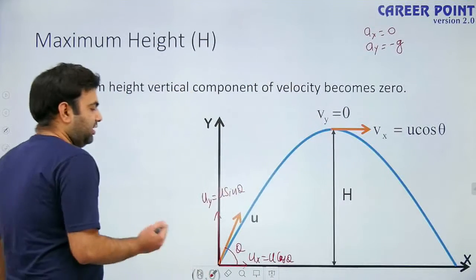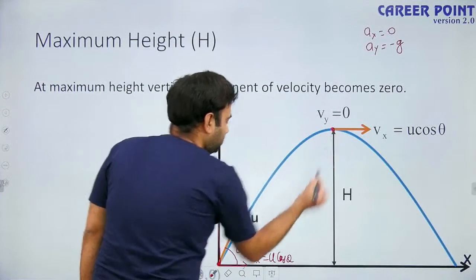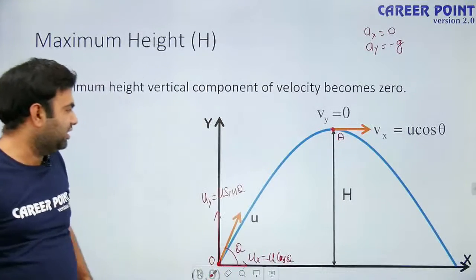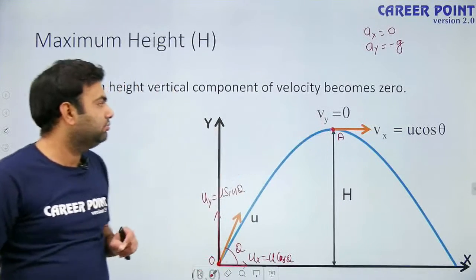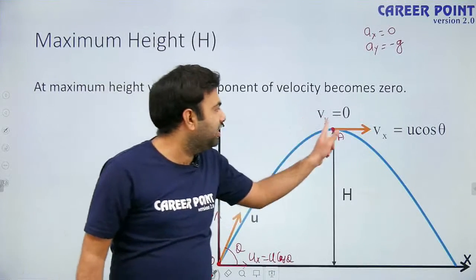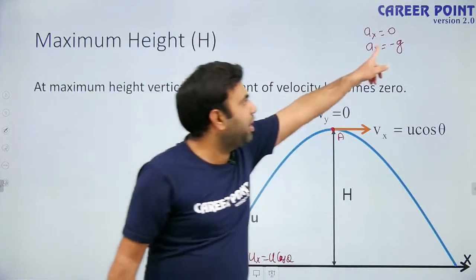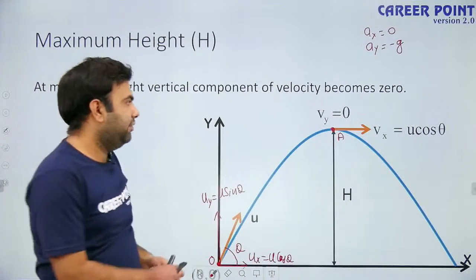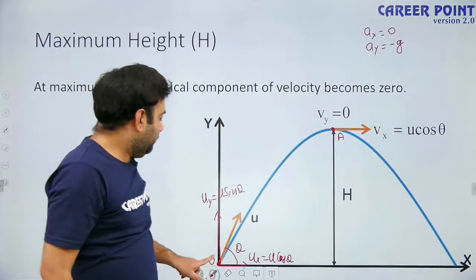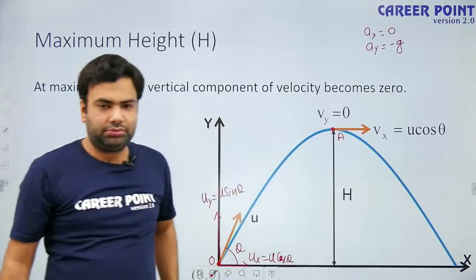That means if I consider the motion of this projectile from this point O, which is the origin, to this point A, in y direction, I have initial velocity, final velocity, and acceleration in y direction. And from O to A, displacement in y direction is equal to the maximum height.